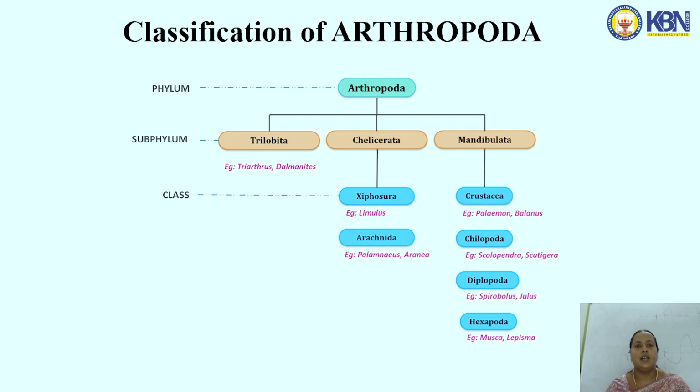Phylum Arthropoda is divided into three subphyla: Trilobita, Chelicerata, Mandibulata. Now coming to the Chelicerata. This is again divided into two classes: Xiphosura and Arachnida. Mandibulata is divided into several classes: Crustacea, Chilopoda, Diplopoda, Hexapoda.